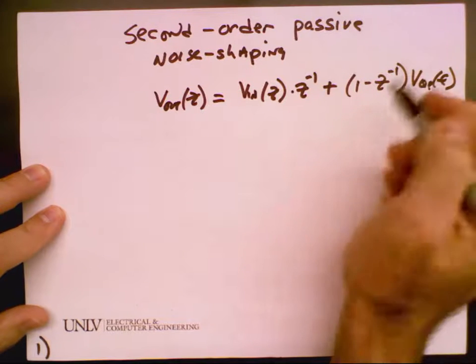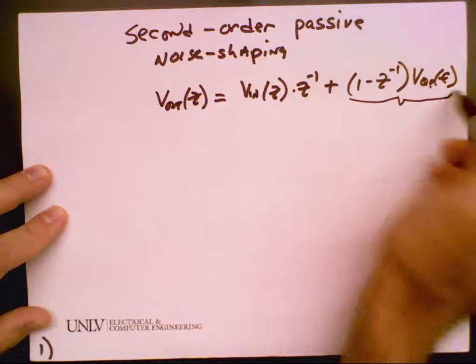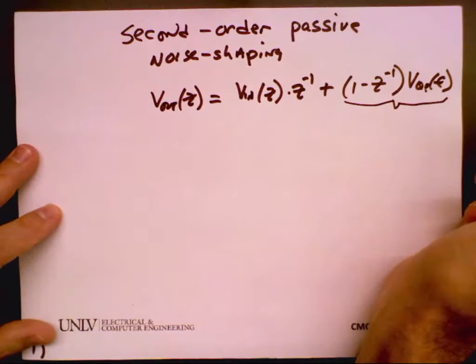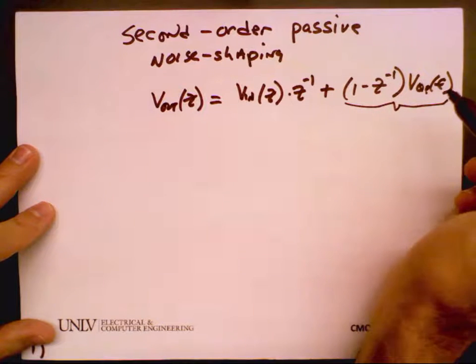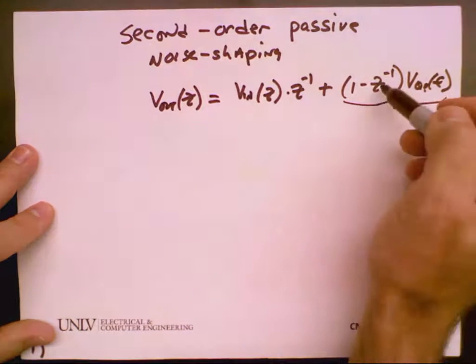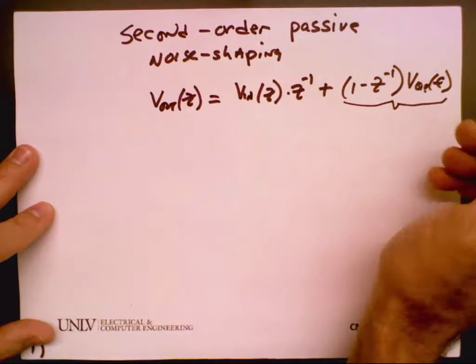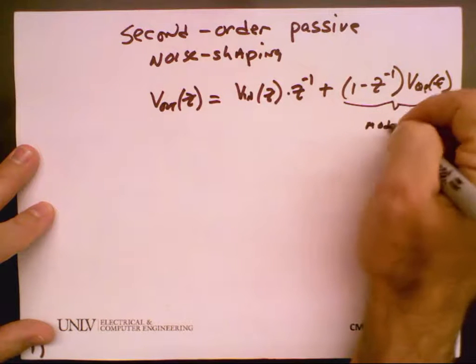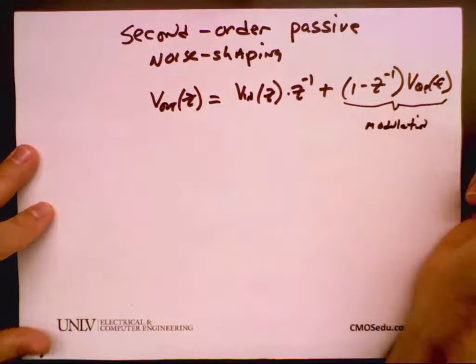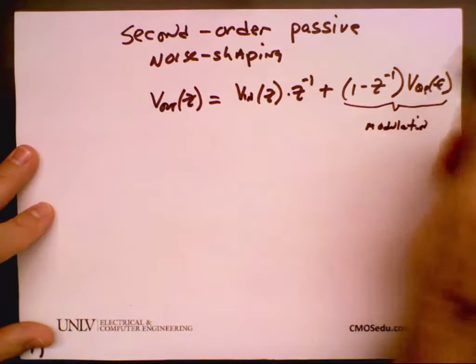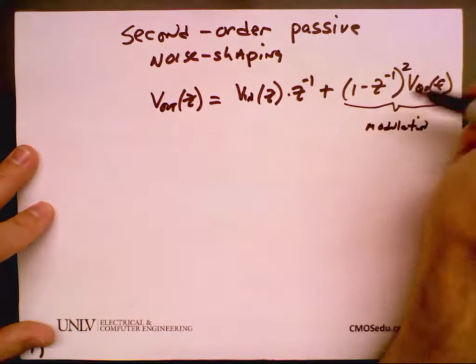And of course, what do we call this term right here? Oh, the whole term. Modulation noise, right? Because that's the quantization noise after we differentiate it, we get modulation noise. And a first order differentiation is first order noise shaping. For a second order modulator, we square this and we get second order.